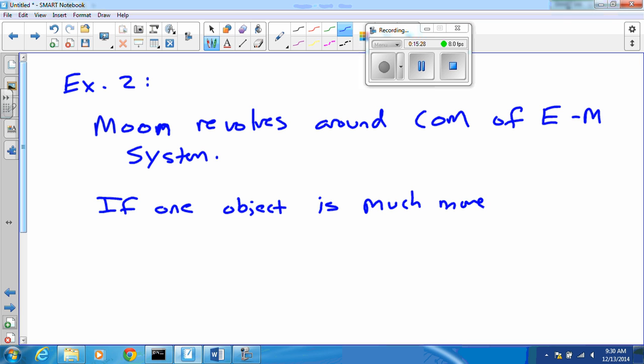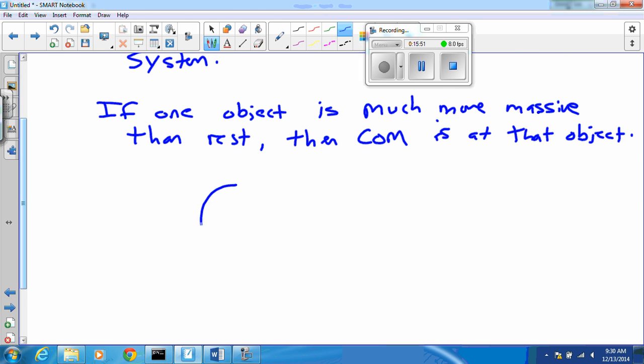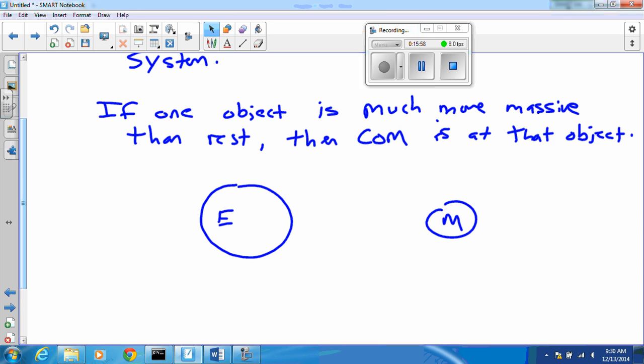And so the point of this second example is this. If one object is overwhelmingly larger, much more massive than the rest of the system, then the center of mass is at that object. It is the center because it weighs so much more than all the rest. And so to see that, we're going to take a look at the Earth-Moon system and compute the center of mass of the Earth-Moon system.